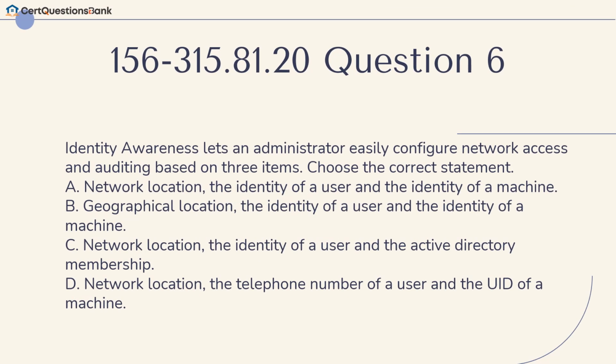Identity awareness lets an administrator easily configure network access and auditing based on 3 items. Choose the correct statement. A. Network location, the identity of a user and the identity of a machine. B. Geographical location, the identity of a user and the identity of a machine. C. Network location, the identity of a user and the Active Directory membership. D. Network location, the telephone number of a user and the UID of a machine.